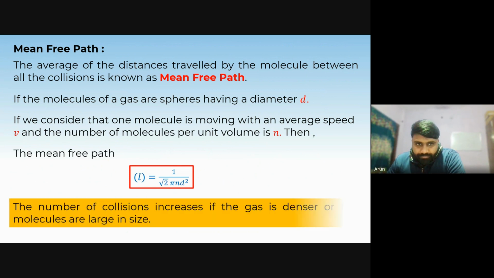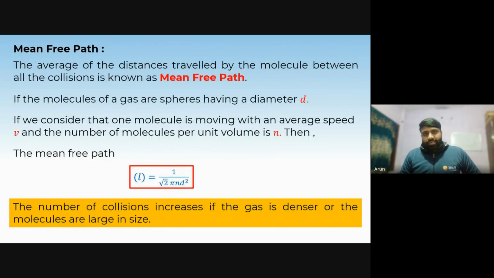Number of collisions increases if the gas is denser or the molecules are larger in size. So as d is increasing, this L will decrease. So this is the only thing that I had to discuss. This formula you need to remember.